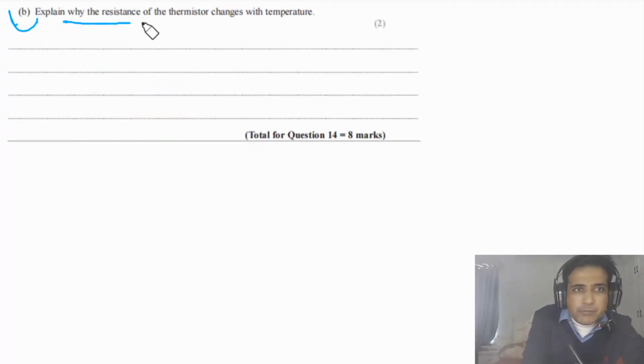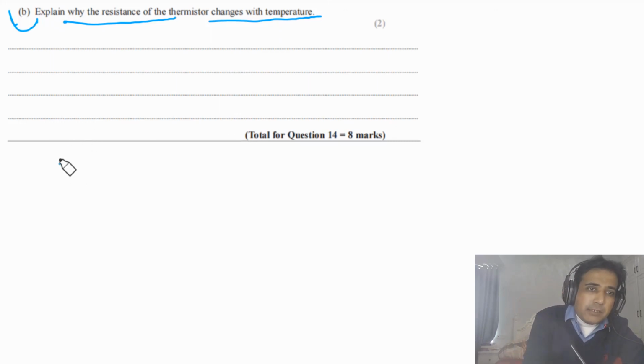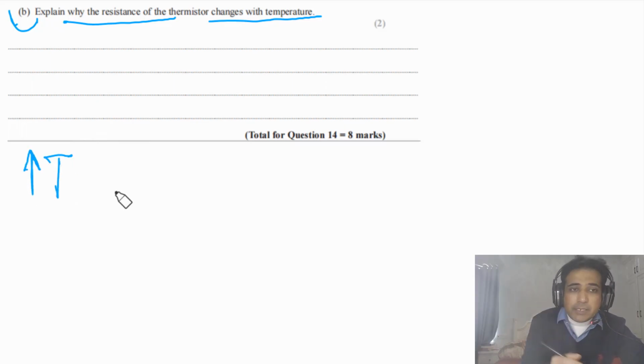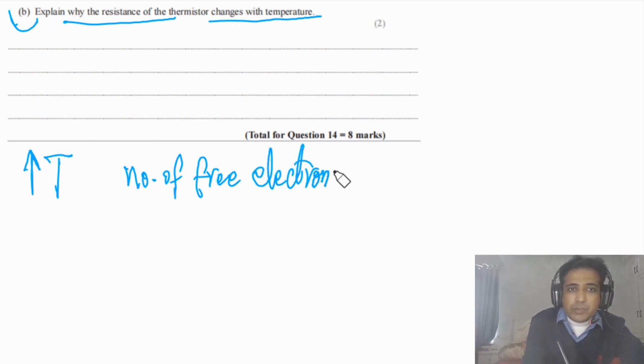Part B says explain why the resistance of the thermistor changes with temperature. In order to answer this question, we need to understand what kind of material we use to make a thermistor. A thermistor is made from semiconducting material, it is a kind of semiconductor. When we increase the temperature, electrons will gain energy and the number of free electrons will increase.